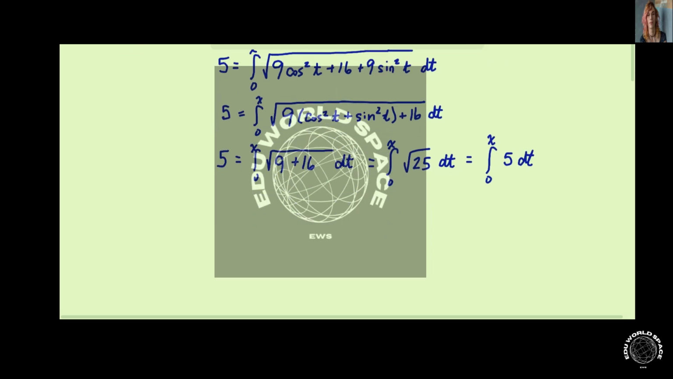So I have 5 is equal to the integral from 0 to x of 5 dt. If I take the integral of 5 dt, I get 5t, and I'm going to evaluate that from 0 to x. So 5 is equal to 5x minus 5 times 0. That's going to tell me that x needs to be equal to 1.